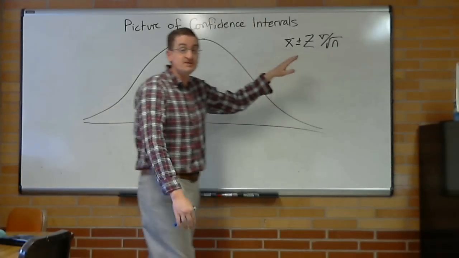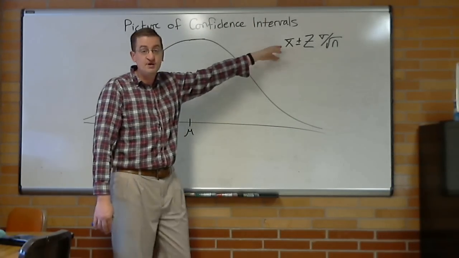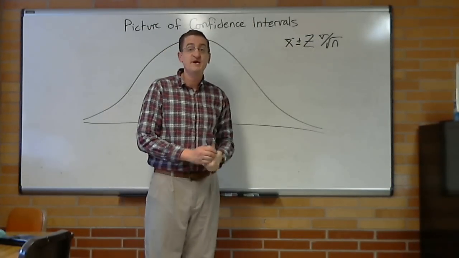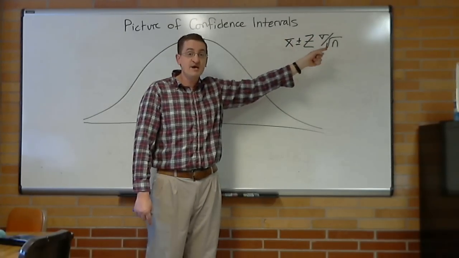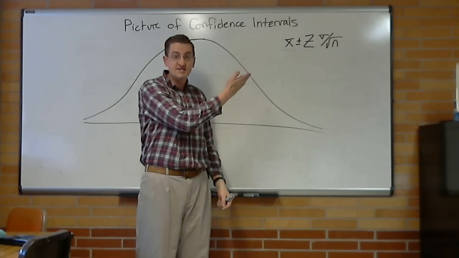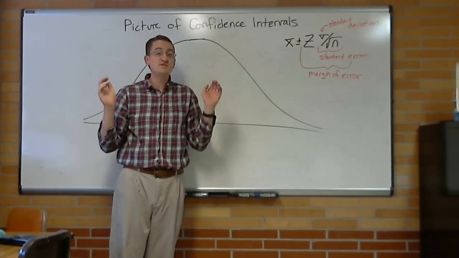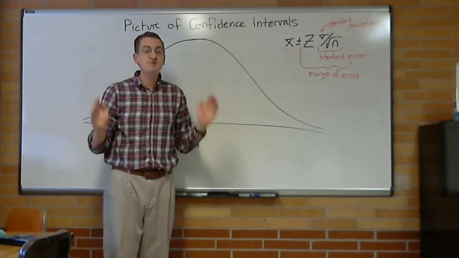But let's talk about the picture that we use for confidence intervals. We've talked about the equation and how you get it: x bar plus or minus your z, sigma over square root of n. These guys have names. We have standard deviation, standard error, and margin of error, like this. But instead of talking about the equation, let's talk about the picture for it.